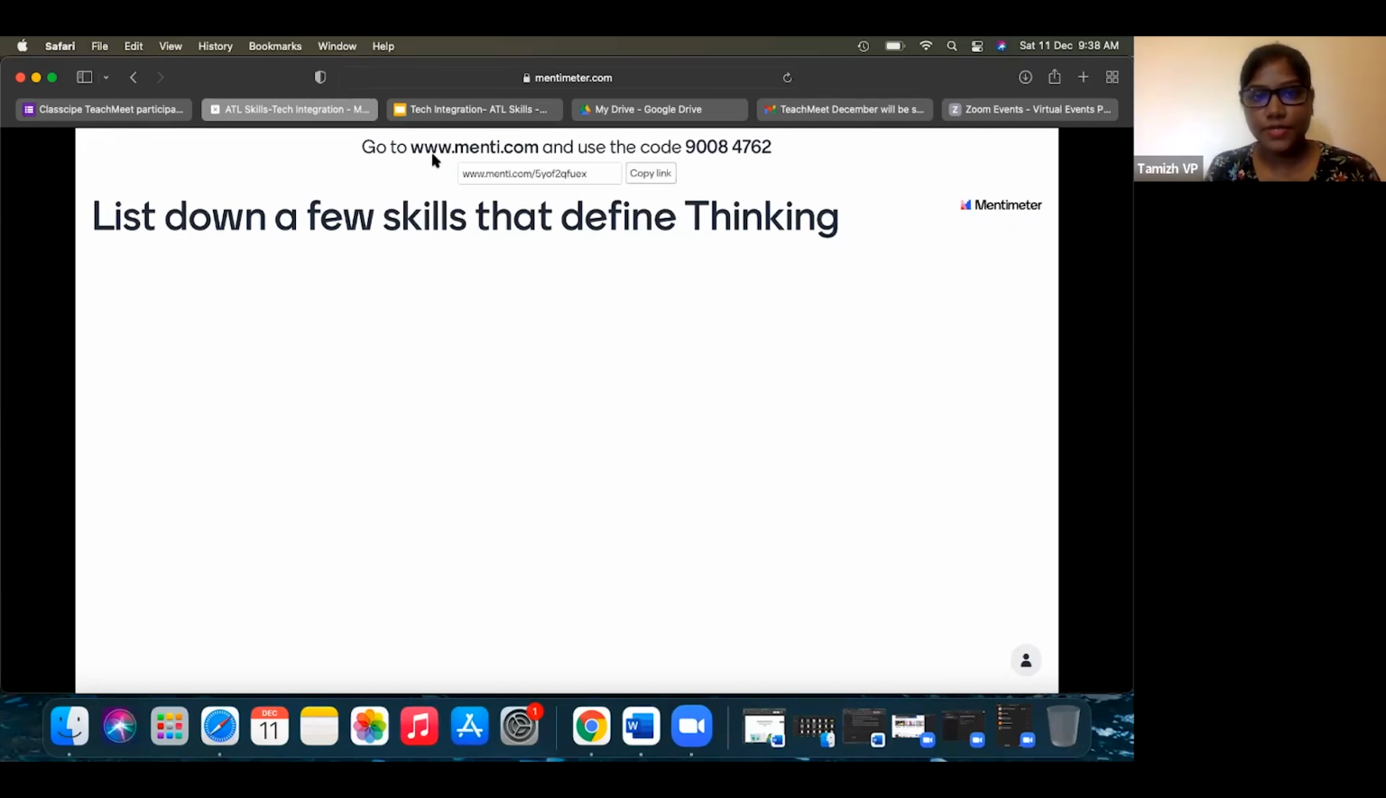Or you can also directly go to www.menti.com and then use this code to log in. I will also put it in the chat window so that everybody can access the link. So I have asked one question here, which is: list down a few skills that define thinking according to you. In order to become a great thinker, what kind of skills should an individual possess? Any three things. You'll be able to enter three options in the portal that opens in front of you. So quickly, please go to this link, or you can type this and enter the code and start answering this question. If there is any doubt, please feel free to unmute and talk to me.